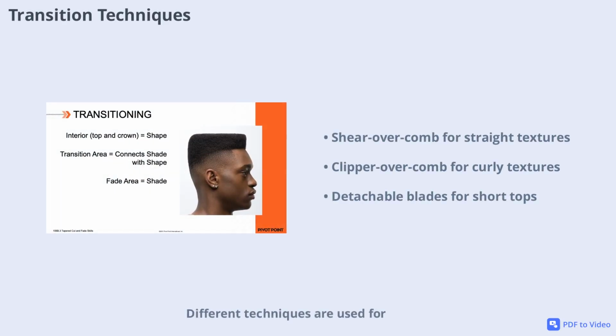Different techniques are used for transitioning between fade and interior areas. Shear overcomb is ideal for straighter textures with longer interiors, offering a gradual approach. Taper shears provide extra blending. Clipper overcomb works well for straight to curly textures with shorter interiors.